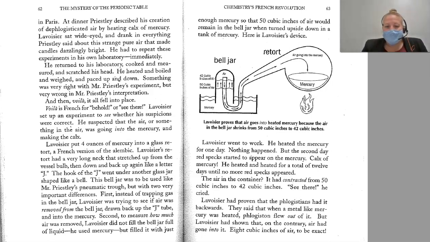Okay, Lavoisier went to work. He heated the mercury for 1 day. Nothing happened. But the second day, the specks started to appear in the mercury. Calx of mercury. He heated and heated for a total of 12 days, and no more red specks appeared. The air in the container had contracted from 50 cubic inches to 42 cubic inches. See there, he cried. Lavoisier had proven that the phlogistians had it backwards. They said that when a metal like mercury was heated, phlogiston flew out of it, but Lavoisier had shown that on the contrary, air had gone into it. 8 cubic inches of air, to be exact.